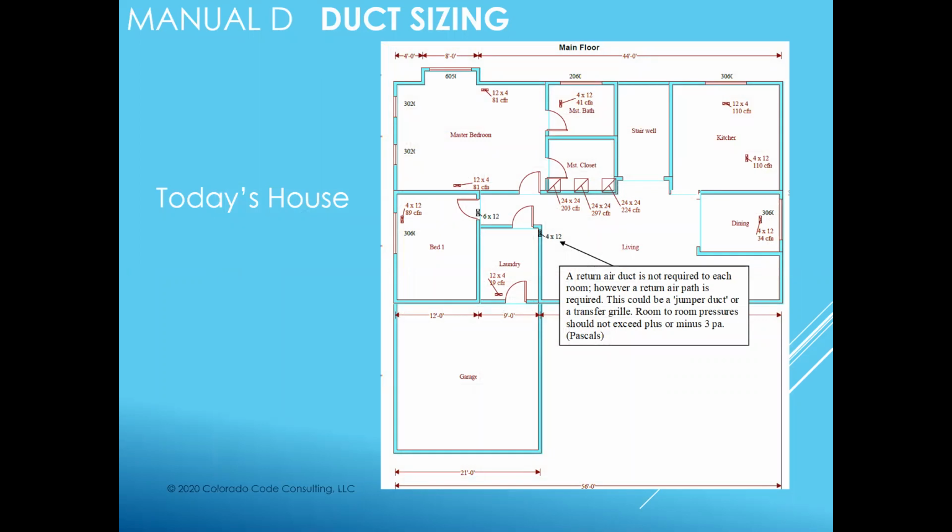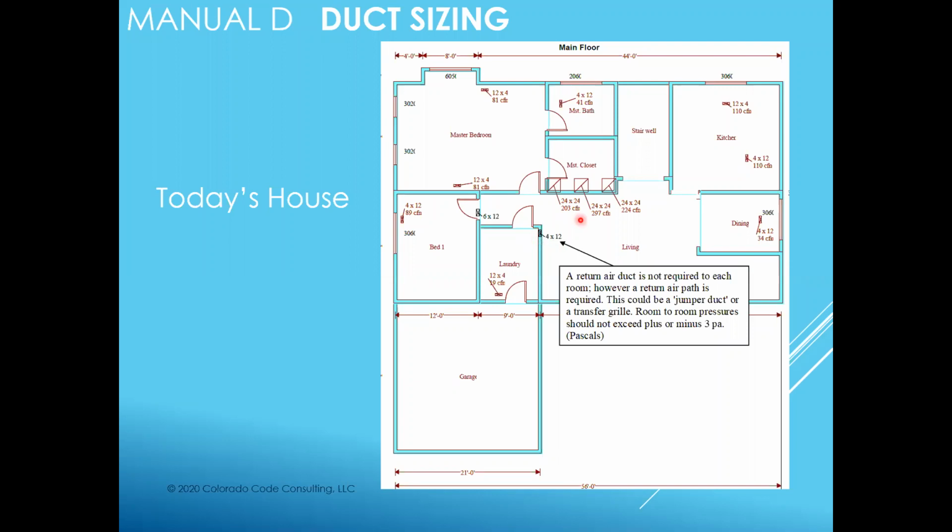So yeah, this is just talking about how you don't have to have a physical return air in each and every room, but you do have to have some sort of transfer air opening. Now, jumper ducts, I think I've got some pictures here later that show different ways to do that. But that really cuts down on the total equivalent length.